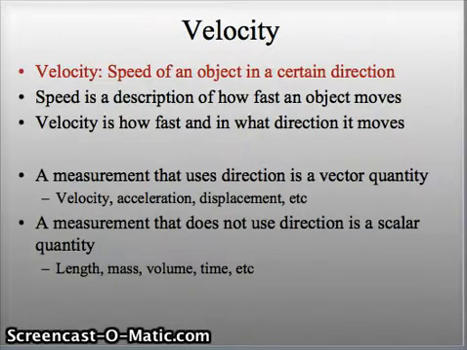Now with regards to velocity, it's very similar to speed in that it includes how fast something moves in terms of distance divided by time, but it also includes a direction. So it's how fast and in what direction it is moving. A velocity is a vector quantity because it includes a measurement and also uses direction. A measurement that does not use direction is called a scalar quantity. So length, mass, volume, time, etc.